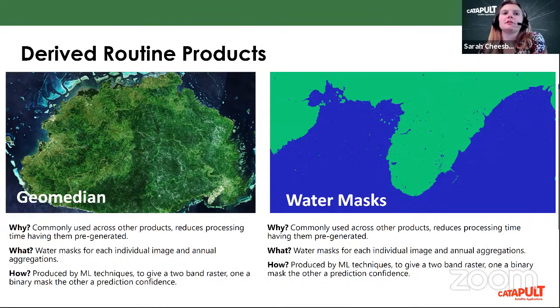But the geomedian products we've done on an annual basis, and what this gives us is a best cloud-free composite of the optical data sets. We've done this for Sentinel-2 and for Landsat-8, which are our fullest data sets. It's like a median function, but it's done on all bands at the same time, to remove the likelihood of cloud in the best way possible and get the best spectral representation across each of those bands.